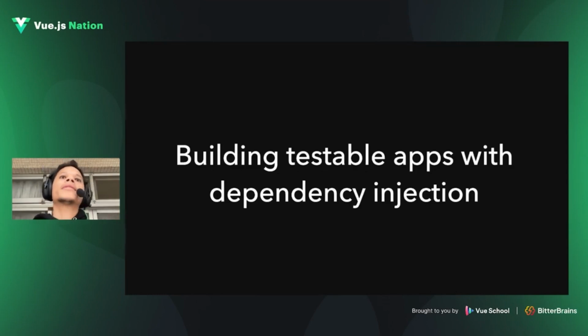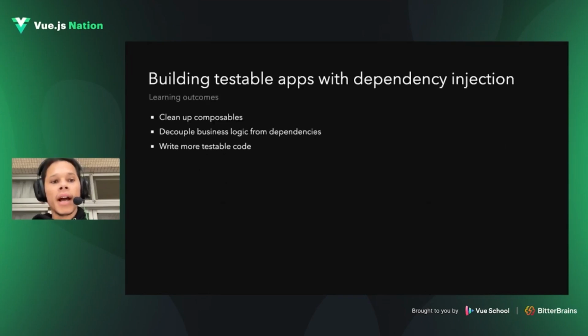It was really hard to know where to start for this migration, and what felt particularly bad was that there was no way for me to leverage my tests to help in that migration. Fortunately, I found a solution, and that's what I want to talk about today. I want to talk about how we can build testable apps using dependency injection. So I hope you walk away with the following learnings: how we can clean up our composables, how we can decouple the business logic from the dependencies, and how we can write more testable code.